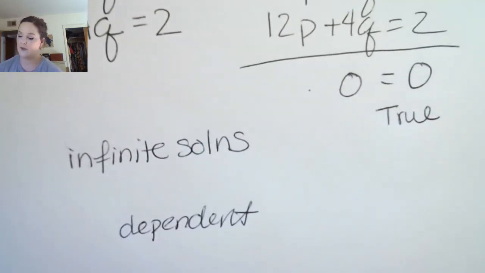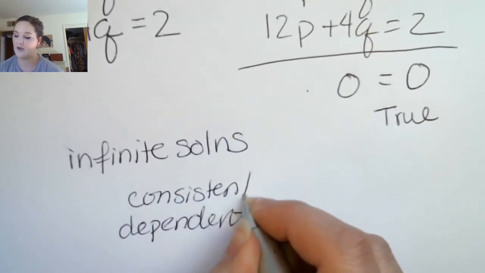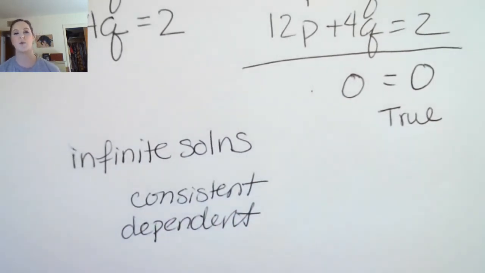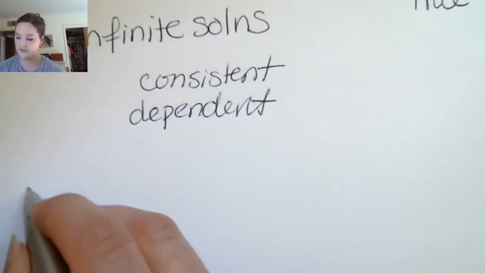Okay, now because there are solutions, this is still consistent. Okay, it doesn't matter if there's one solution or lots of solutions. If there's solutions, it's consistent. Okay, if there's one solution, it's independent. If there's lots of solutions, it's dependent. Okay, let's do another one of these.